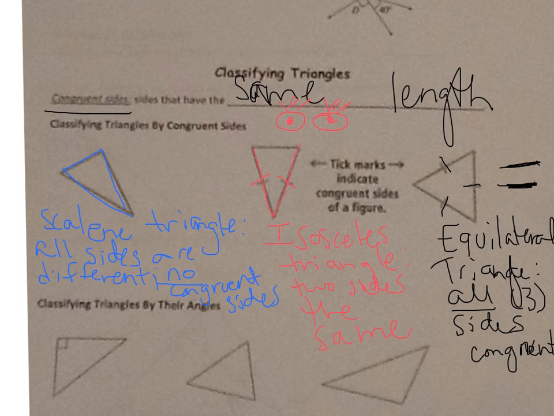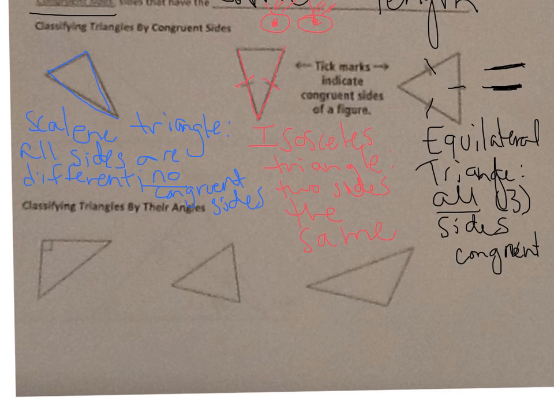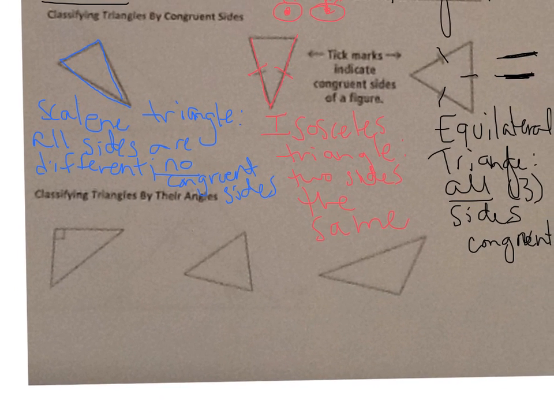Sorry, it's a little sloppy. Congruent or the same. Okay, so that's classifying them by their sides, either scalene, isosceles, or equilateral, depending on how many congruent sides the triangle has. Now, there's another way to classify triangles as well, and this is classifying them by their angle measures.